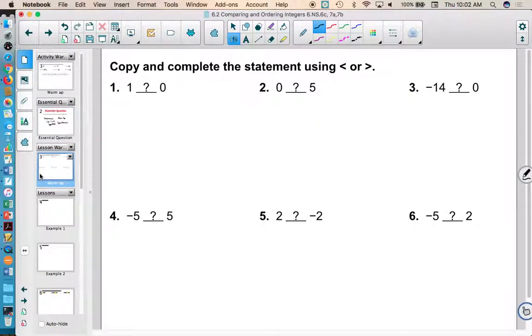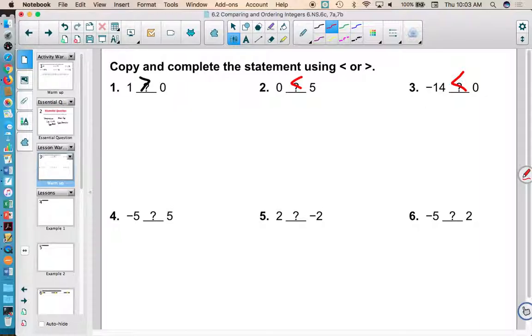All right, this should not be difficult for us. We're doing a comparison of two quantities. 1 blank 0. Is it greater than or equal to? Is 1 greater than or equal to 0, Cole? 1 is greater than. Good. What about on number 2? 0 less than or greater than or less than 5? What are we going to get, Josie? Less than. Good. Number 3, is -14 greater than or less than 0? -14. What do you think? Less than. Good job. It is less than.